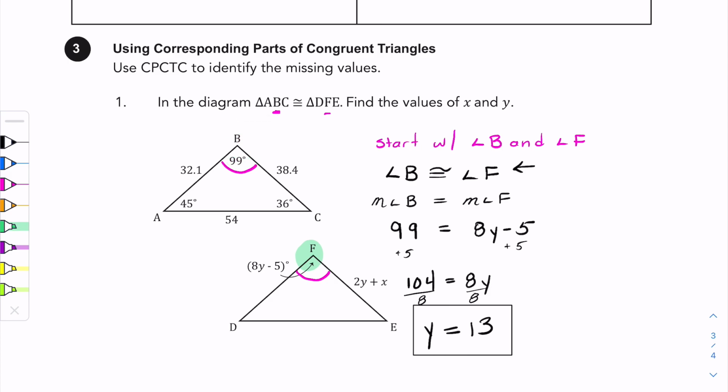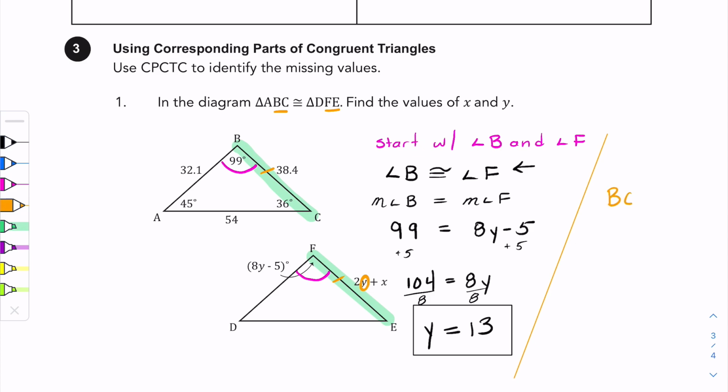Next, it looks like we need to solve for the variable x, which is located here. I know that BC is congruent to FE. I know that because of the statement that we are given, BC and FE, they are congruent sides. I'm also going to have to use my value for y in order to solve for x.